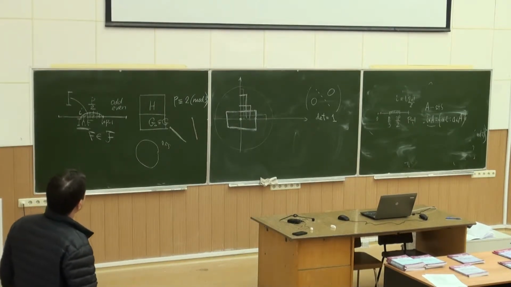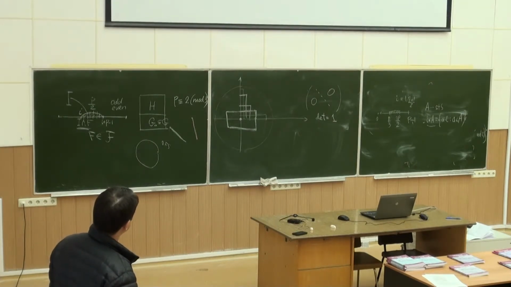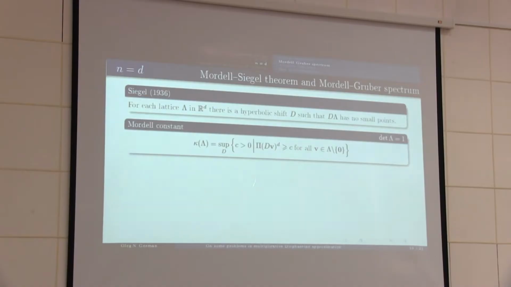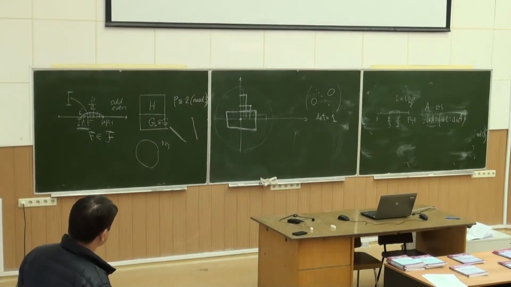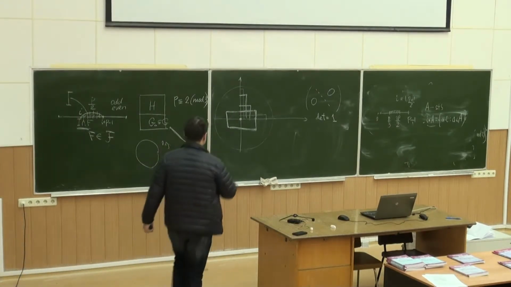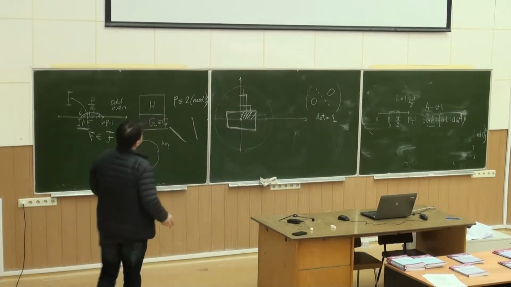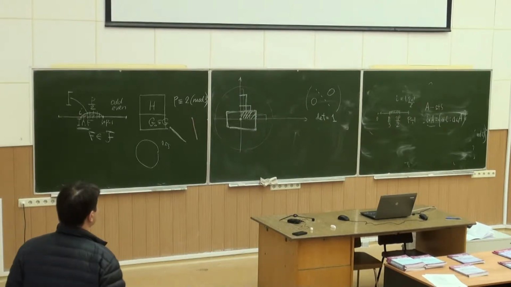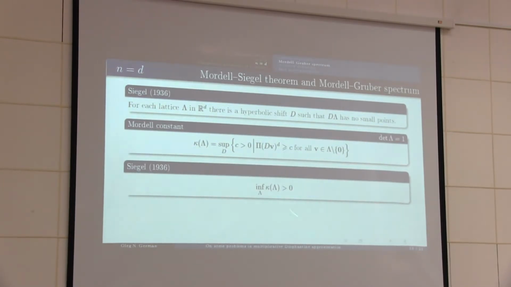This phenomenon gives rise to the corresponding Mordell constant, which is defined as the following supremum over all such matrices, the supremum of the volumes of these parallelepipeds. And of course, for each lambda, this kappa of lambda is not greater than 1, as is obvious from Minkowski's theorem. And once again, what Siegel actually proved is that for each lattice, this quantity is bounded from zero, uniformly with respect to lambda.